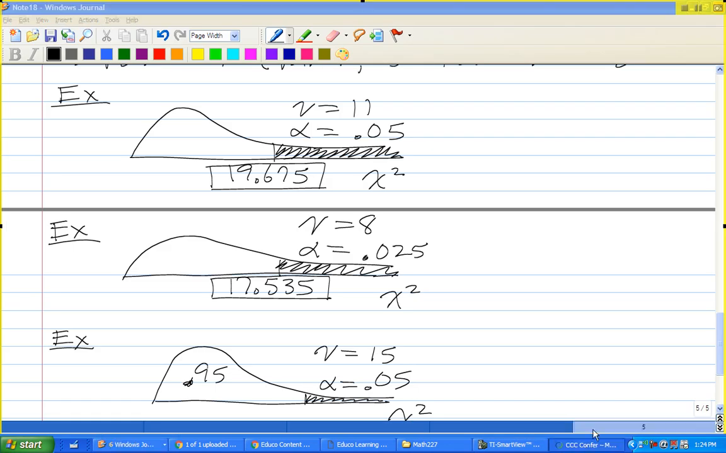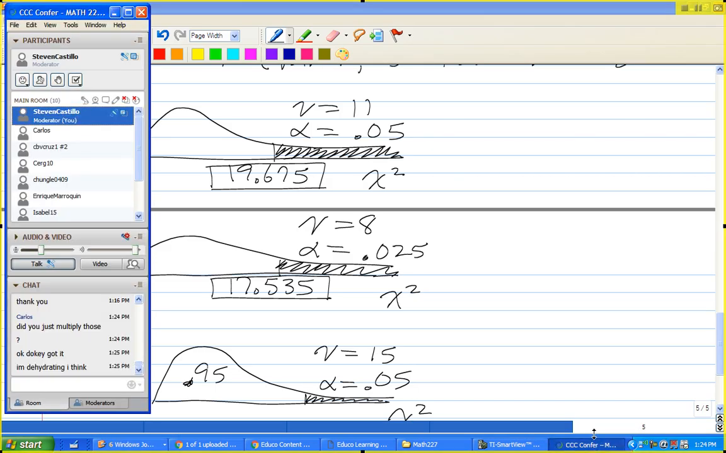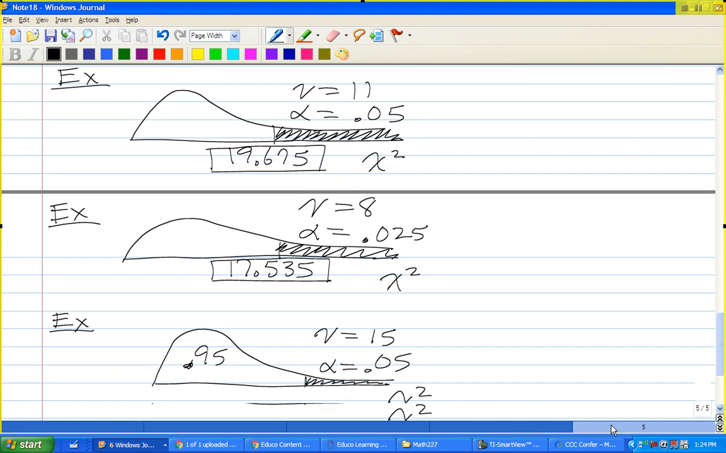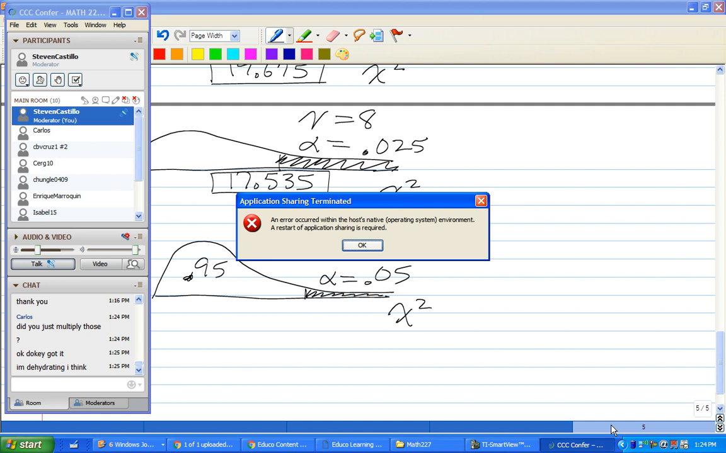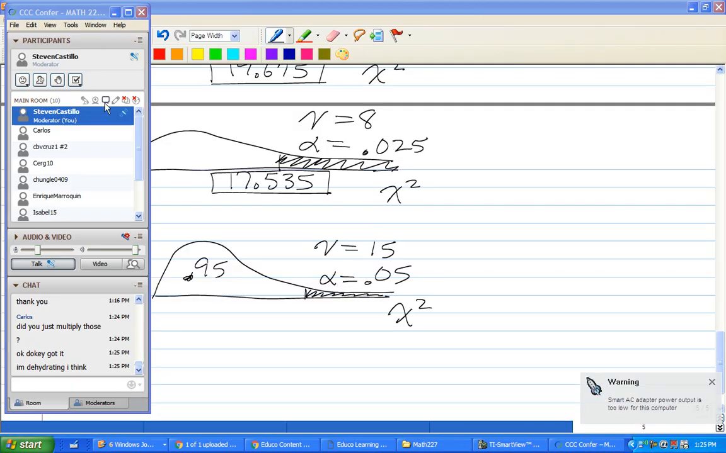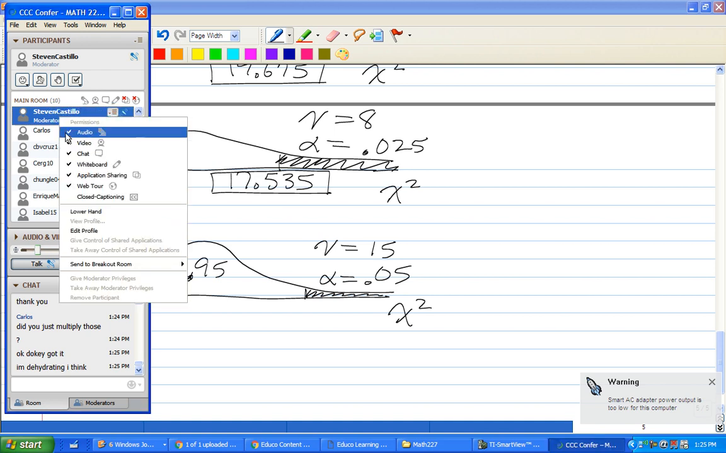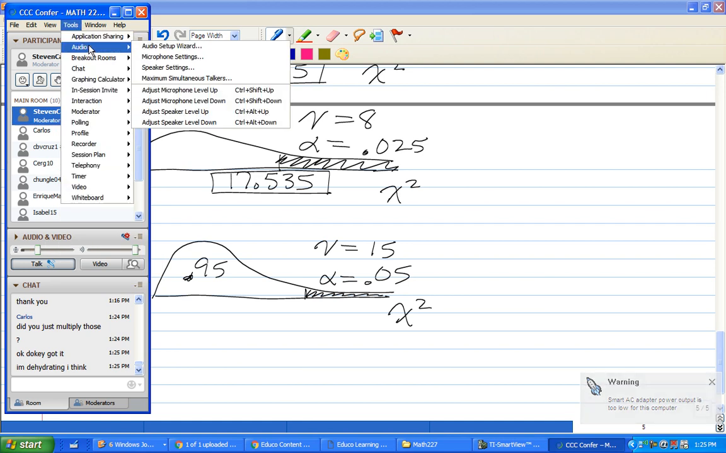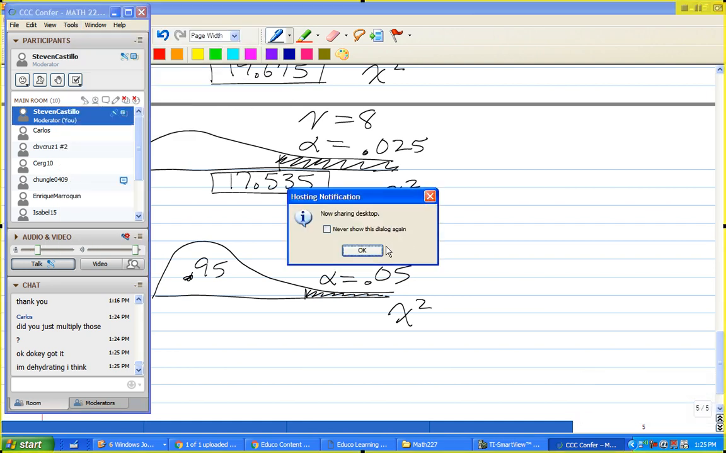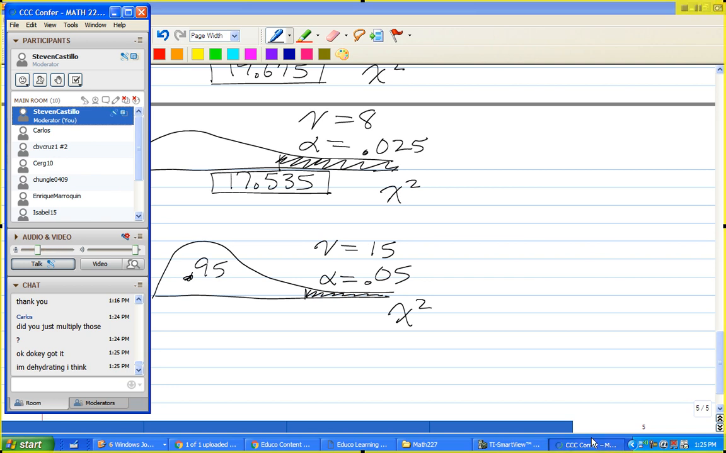Then that means the area of this is 0.05. Oops, hit the wrong one. Drink something. Oops, error. 1 second. I have to come back to you guys. I'll be back to you in 1 second. Now you should be able to see me again. I was out for 1 second, I think.